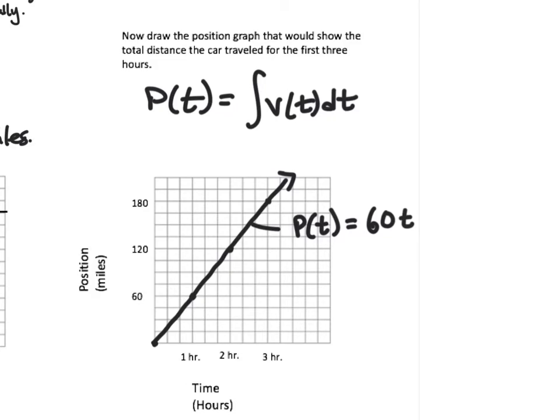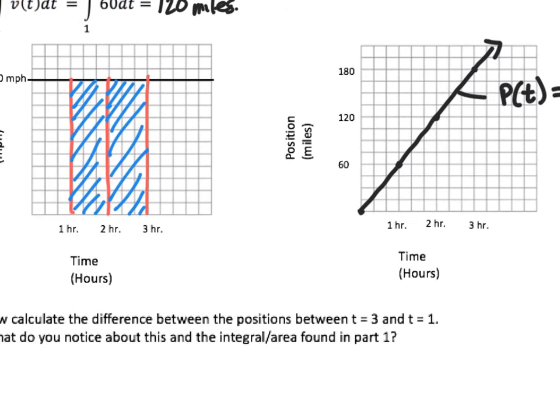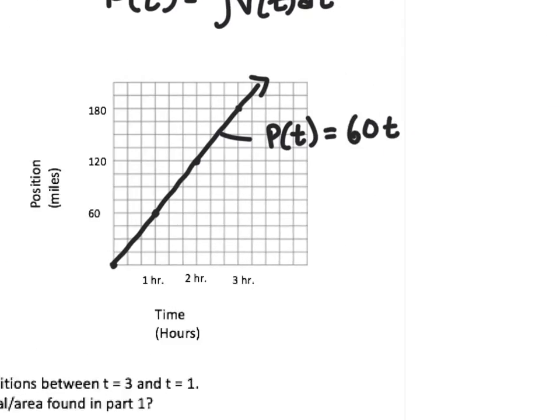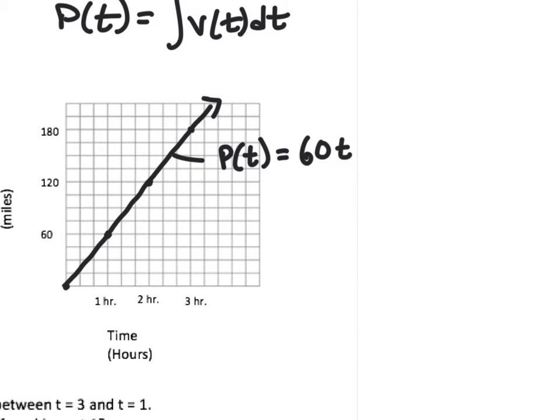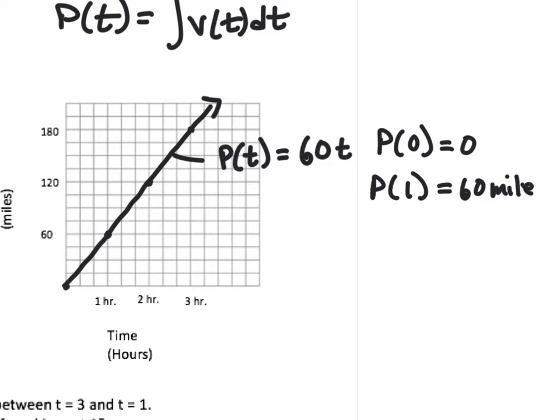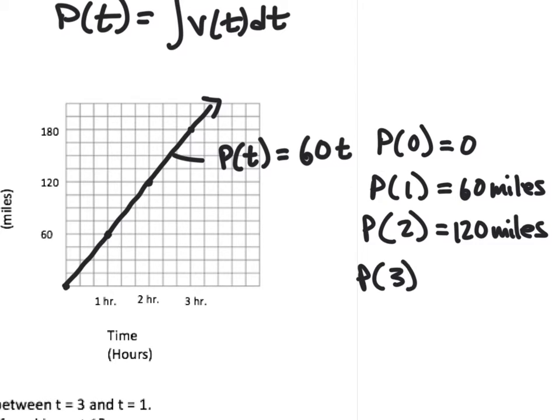Now, what I want to do is answer this other question down here. Before I do that, let's write down some points that we've got here. Okay, I know that P of 0 is equal to 0. I know that P of 1 is equal to 60 miles. I know my position after 2 hours is 120 miles away, okay? And then P of 3 is equal to 180 miles, okay?